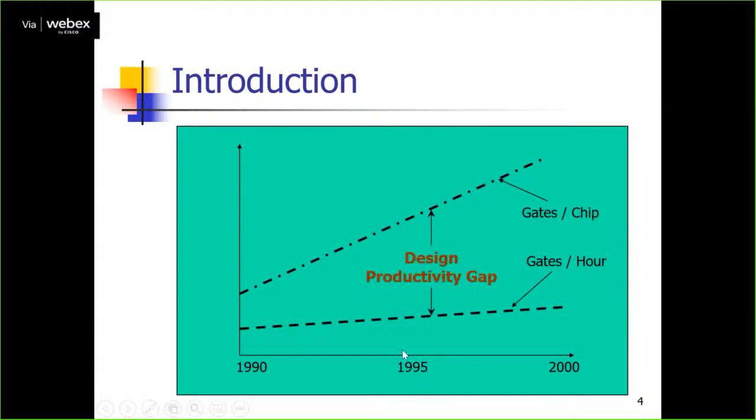The difference between the gates per chip and the gates per hour is defined as the design productivity gap. Normally we need to make this gap very minimal, so that all the functionality defined in these gates is available for your chips. That's a major area where you can reduce. And today also we have some productivity gap. So we are trying to fill it out with the extra functionality that needs to be considered.